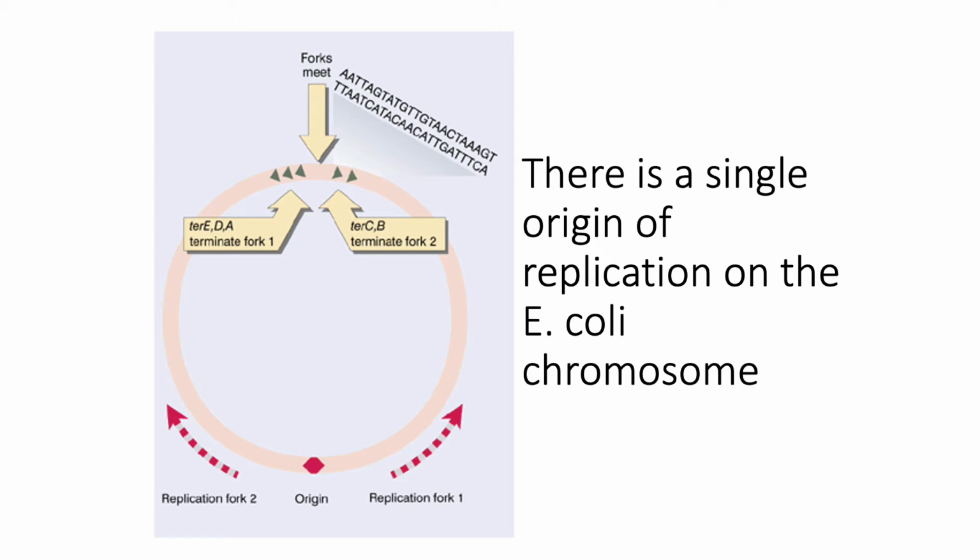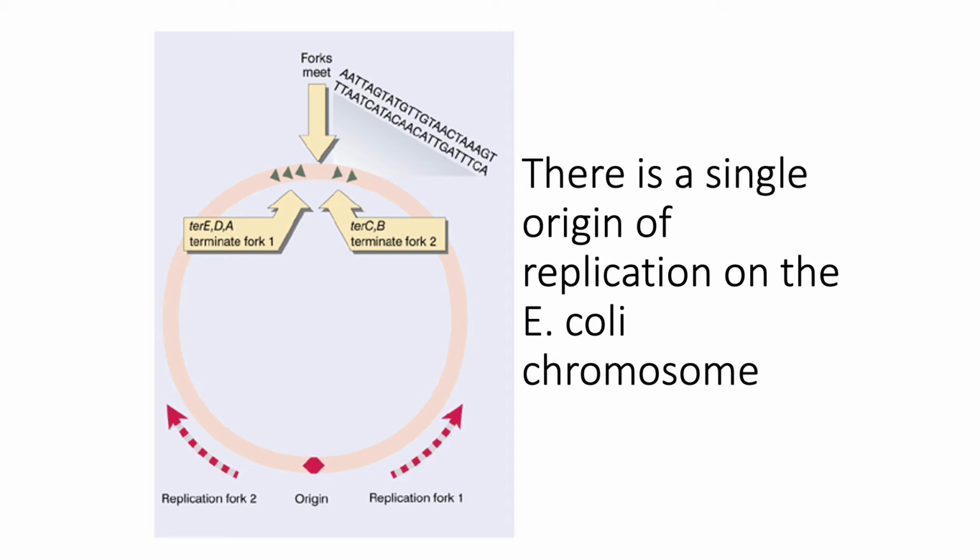And again, just like in the other replication origin, once it fires, the polymerases move in both directions, forming this replication fork. Now, in bacteria like E. coli, there's actually a termination site on the other side of the circle. And so the two replication forks don't just simply go around till they meet. If one of them gets there first, it stops, and the other one then will catch up to it.